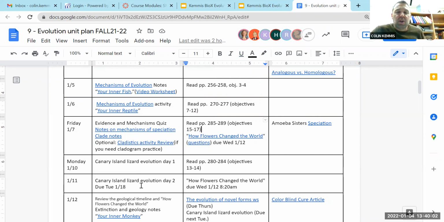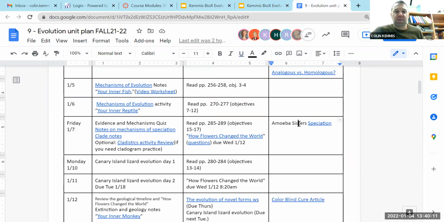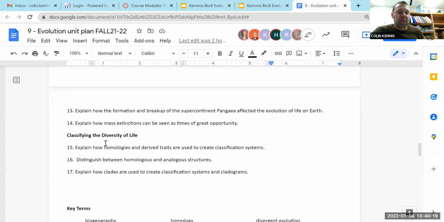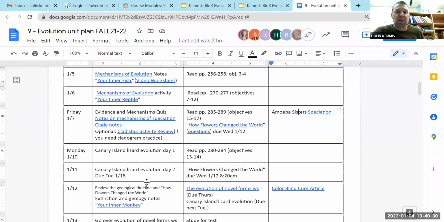As far as today goes, you can watch the Amoeba Sisters over here. They're pretty good with speciation. They explain that first notes, especially allopatric and sympatric speciation. You can do this reading here, objectives 15 through 17. A little bit of review there: derived traits, homologies, homologous and analogous structures, and clades and cladograms. Make sure you can follow that up in the textbook.